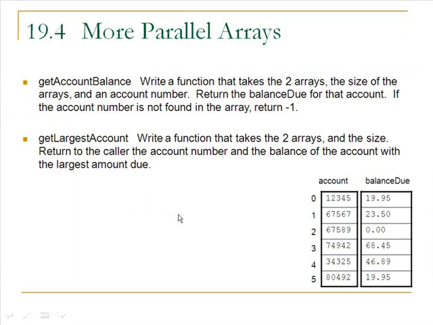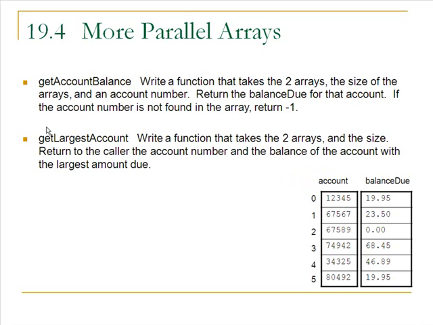Okay, using those same parallel arrays that we had in the previous example, we're being asked now to write a function called getAccountBalance that will take the two parallel arrays, the size of the arrays, and an account number. So we're going to look for the account number, and we're going to return the balance due. So if someone passed in 67567, the function would return 23.50. And if the account number is not found in the array, then we would return -1, indicating to the caller that the account that they're asking for doesn't exist.